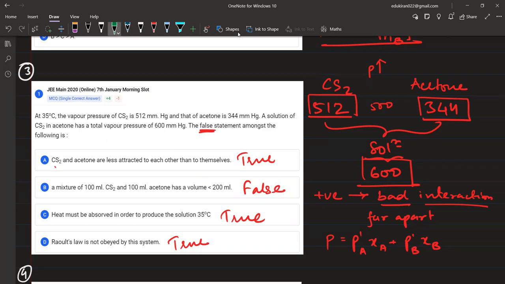So if there is positive deviation, the volume of the resultant solution must be greater than the sum of the volumes of the components. Yeah, correct. So delta V is also positive in positive deviation. Theek hai? Even delta H is positive in positive deviation. What does delta H mean? Enthalpy. We have to give heat. If you are giving heat, it will be positive. Clear? Yes, sir.